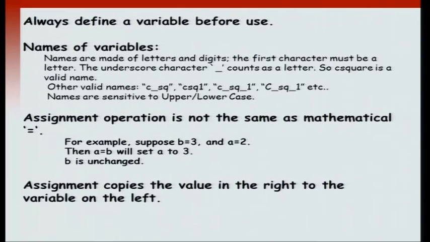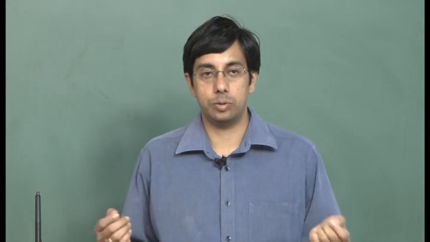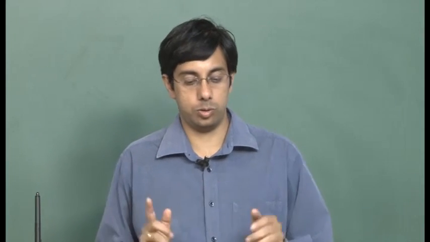Another thing to watch out for is that the assignment operation, which is equal to, is not the same as the mathematical equal. So when mathematically we say A equal to B, it means that A and B are the same quantity. So A equal to B is the same as saying B equal to A. This is not true in C.